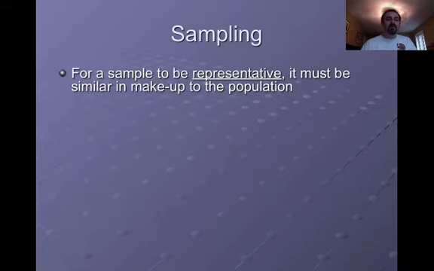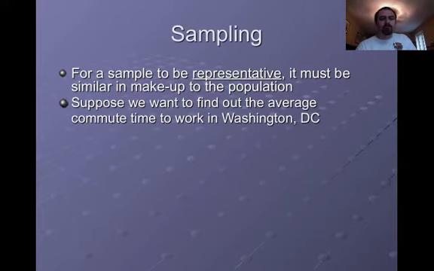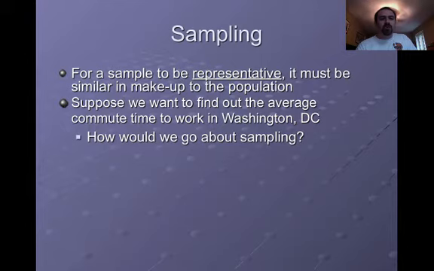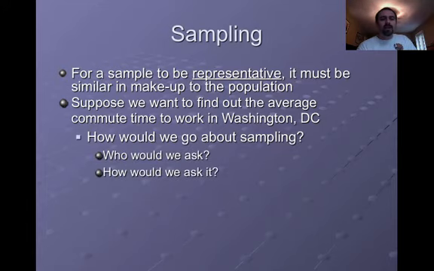So for a sample to be representative, it must be similar in makeup to the population. So we were talking about the word representative. Now let's talk about how you can actually get that. Suppose we want to find the average commute time to work in Washington, D.C. How would you go about sampling it? Now, we can think about this lots of different ways, but let's just think about who would we ask and how would we ask it. Those are the two main questions.